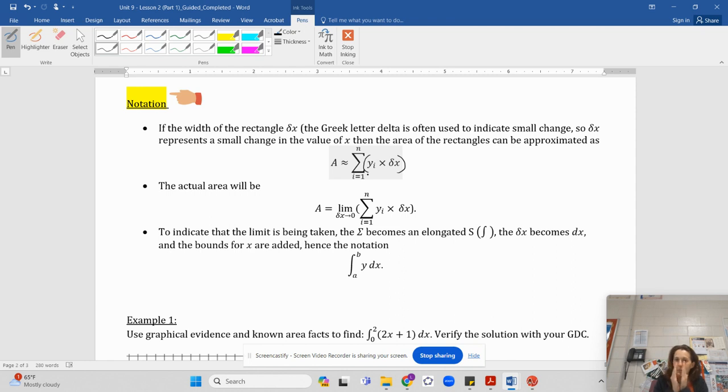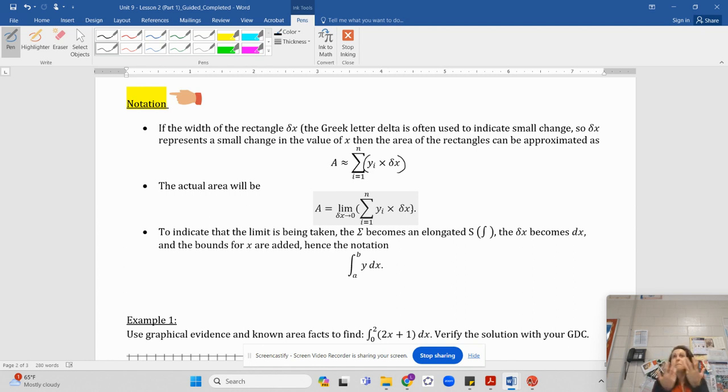Again, we want delta x to be as small as possible. And we take the sum of n rectangles, however many rectangles we have, with height y on the curve and width delta x, is what we're calling it. And so the actual area under the curve is going to be the limit of this function above as delta x goes to 0, as the width of the rectangles gets smaller and smaller and smaller. Essentially, we want the width of those rectangles to be infinitely small.